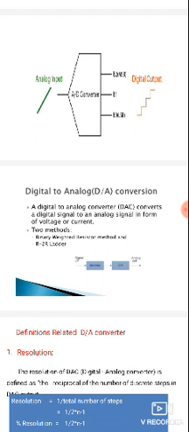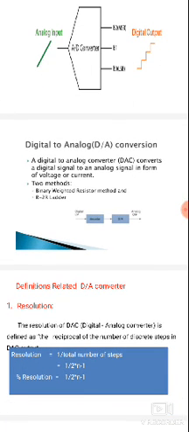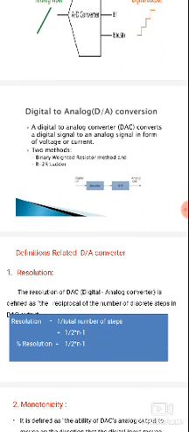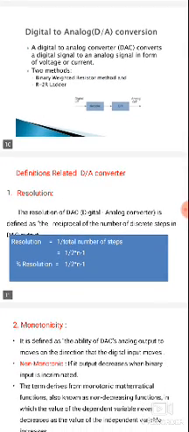A digital to analog converter converts a digital signal into analog form, in the form of voltage or current, by using two methods. The main two methods are the binary weighted method and the R-2R ladder method. So this is all about A to D converters and D to A converters, also known as ADC and DAC. ADC is analog to digital conversion, DAC is digital to analog conversion.